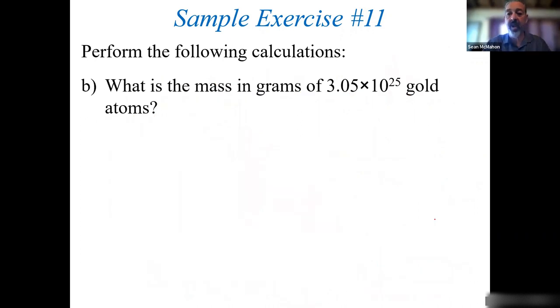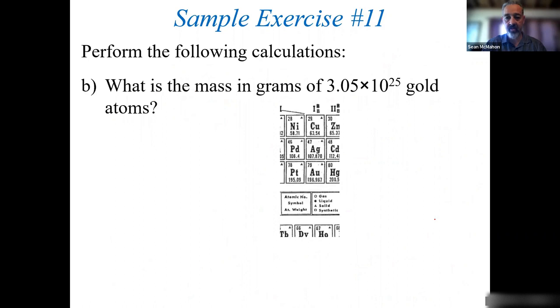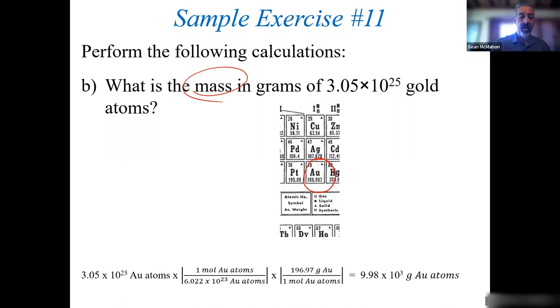So what is the mass in grams of 3.05 times 10 to the 24 gold atoms? Okay. So I need to know how much it weighs because I want to go to mass in grams. So I need this. So gold, 196.967. I also need that Avogadro's number. So I have this many gold atoms. If I want to change a number, so this is the number of atoms, to moles, how do I do that? Well, there's 6.022 times 10 to the 23rd gold atoms in 1 mole.